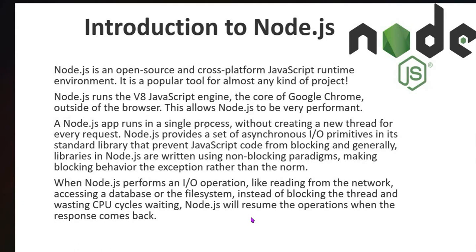Sir, Node.js helps us to connect with the backend, and that helps to maintain the website and interact with it. When Node.js performs an input-output operation like reading from the network, accessing a database or the file system, instead of blocking the thread and wasting CPU cycles waiting, Node.js will resume the operation when the response comes back. Means when we run any code, while accessing the database or reading a file or any data from the network, it will not wait for the data. It will execute other code, and when the response is back, then it will execute automatically.